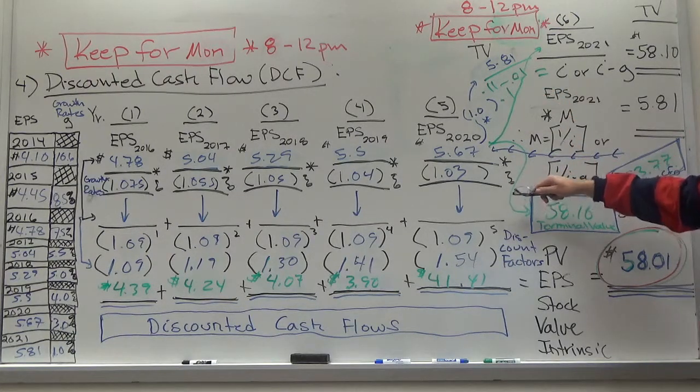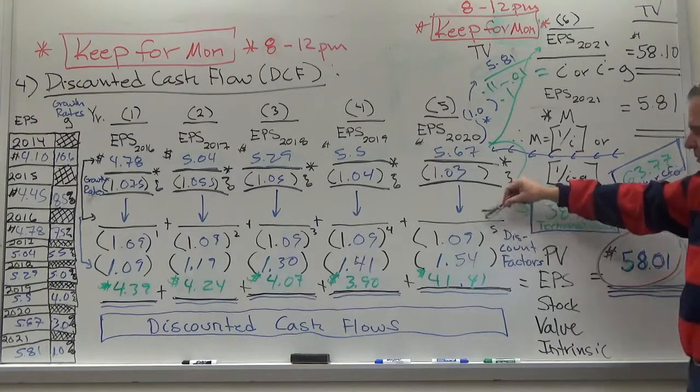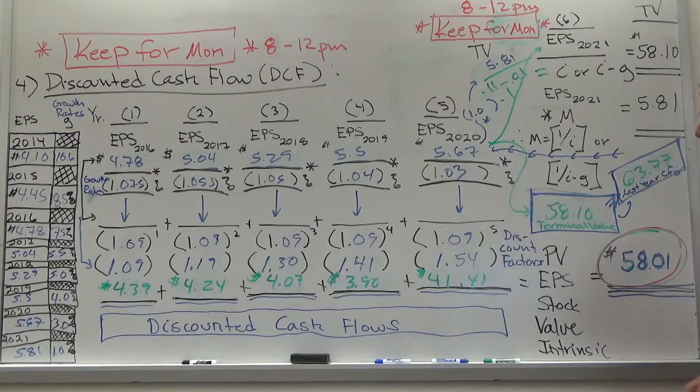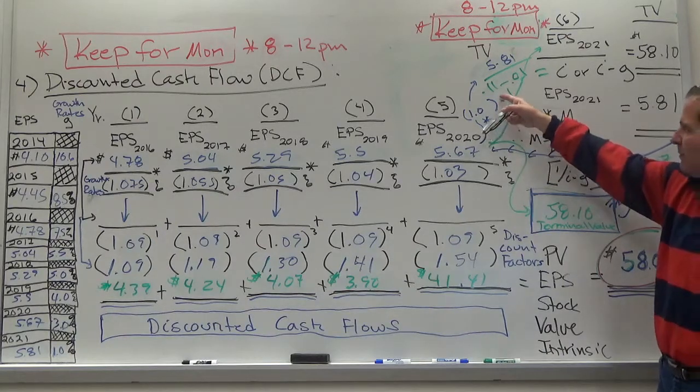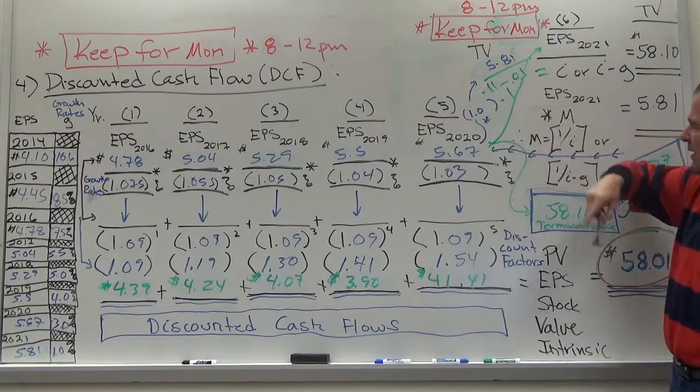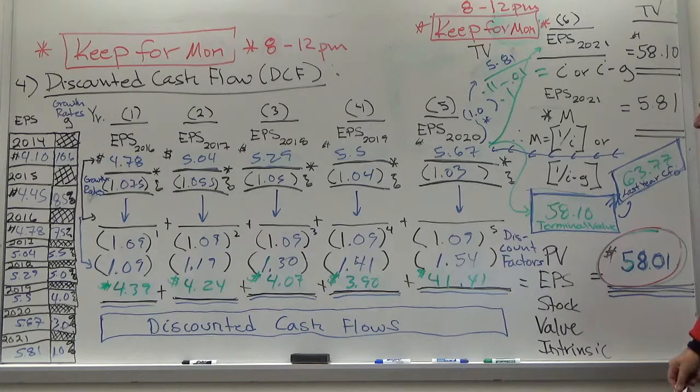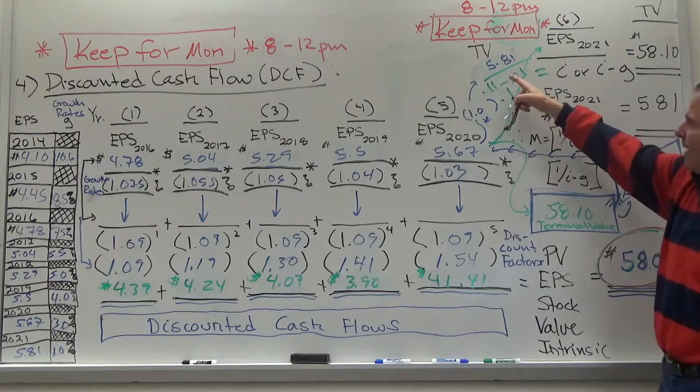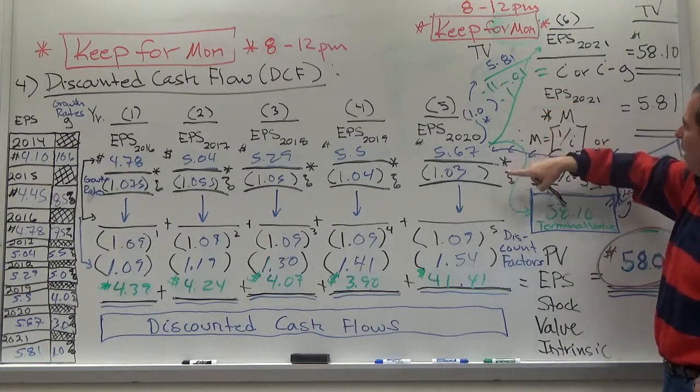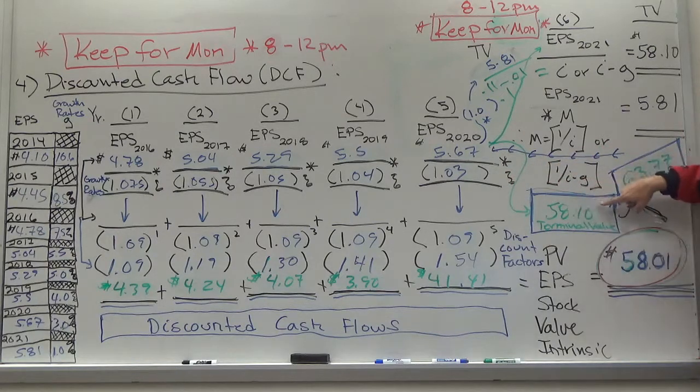So they added 200 basis points on top of the CAPM 9% to get 11%. Well, 11% minus the 1% gave us a 10% denominator. So we divided the 5.81 by the 0.1, and that gave us $58.10 as the terminal value.